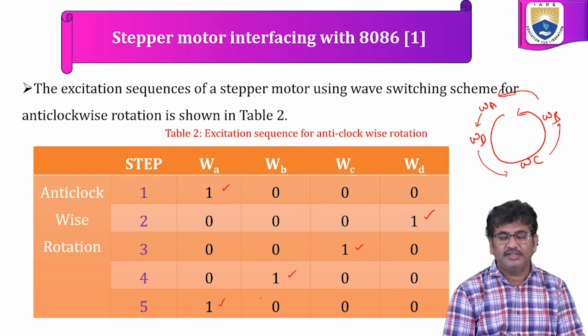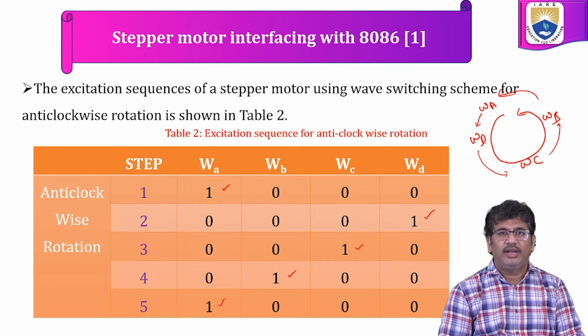Then the next step, it is continuous, like winding A followed by winding D, winding C and winding B. Like this, we give the sequence of pulses depending upon how many clock pulses are required for rotating the specified number of rotations, either clockwise or anti-clockwise. So excitation table 1 and table 2 are used for rotating the shaft in clockwise and anti-clockwise respectively.